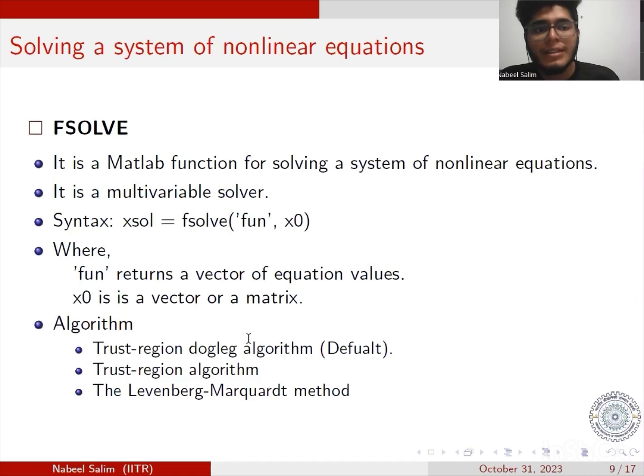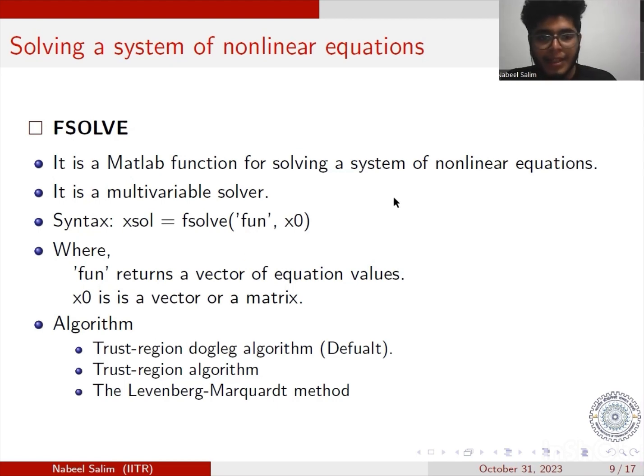Next is solving a system of nonlinear equations. Instead of a single nonlinear equation, if you want to solve a system of nonlinear equations, MATLAB has an inbuilt function called fsolve. fsolve is a MATLAB function for solving a system of nonlinear equations. It is a multivariable solver. And the syntax of fsolve is given here.